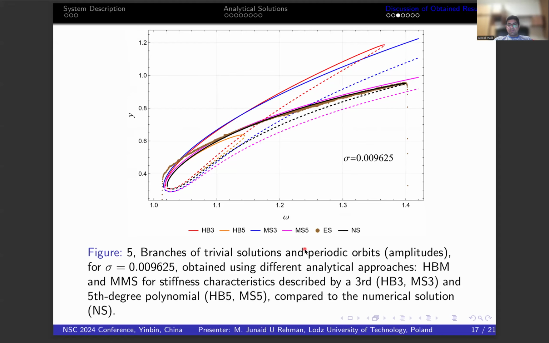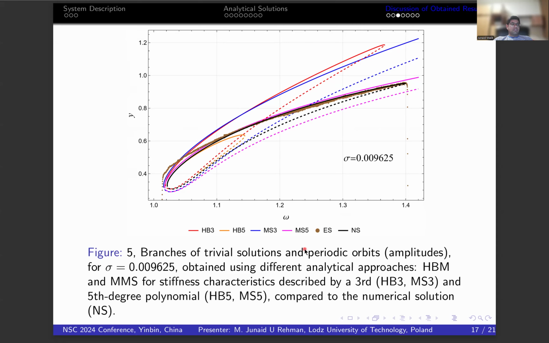And in the next figure, the dry friction coefficient sigma is equal to 0.009625. So this figure exhibits results for the dry friction value identified on the rail stand. As in the previous figure, the periodic solution branch is isolated from the fixed point, which is confirmed by both the numerical and all analytical solutions. Additionally, experimentally obtained results ES are presented, but only for the stable part of the periodic orbit branch.